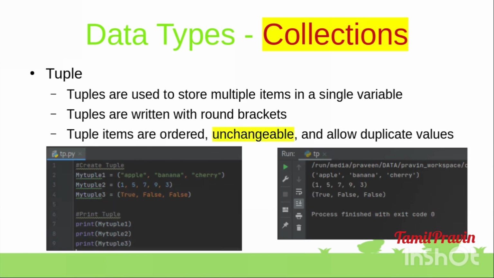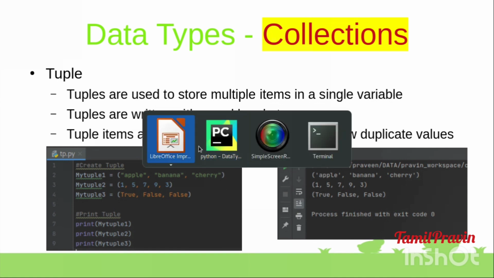Our next data type is tuple. The tuples are used to store multiple items in a single variable. The tuples are written with round brackets. The tuple items are ordered, unchangeable, and allow duplicate values. Let's see tuples in an example.